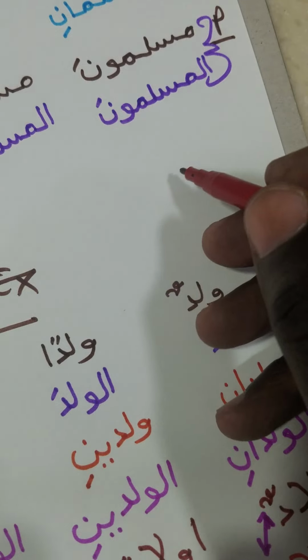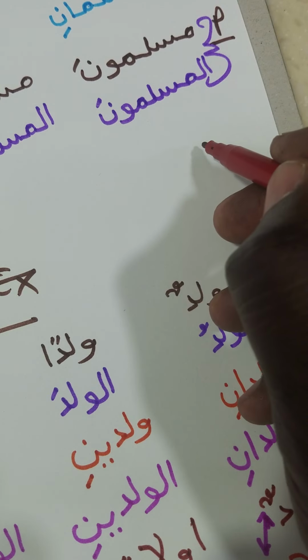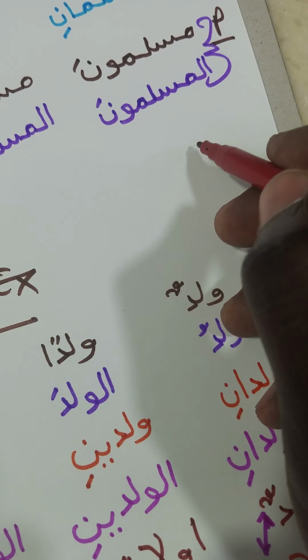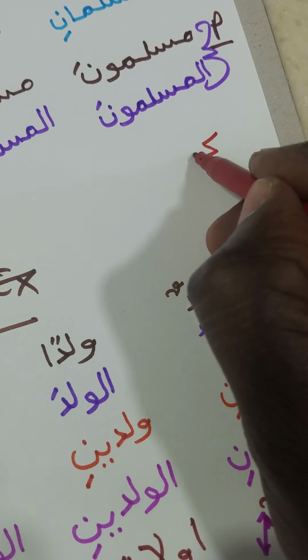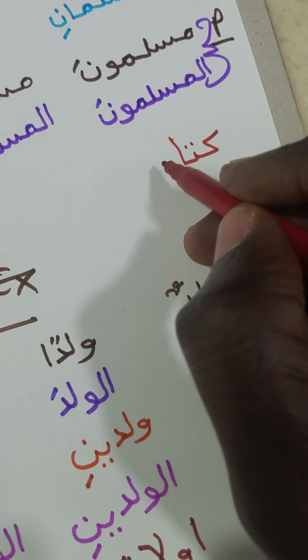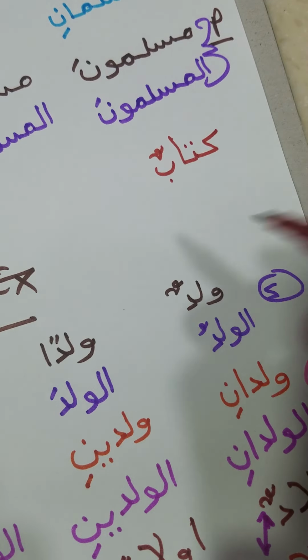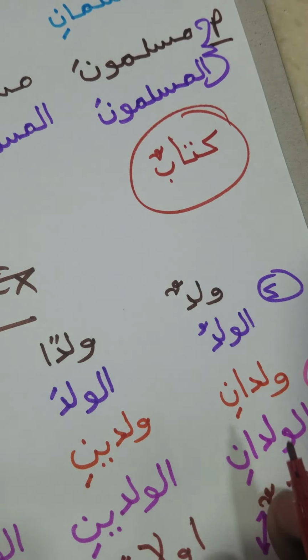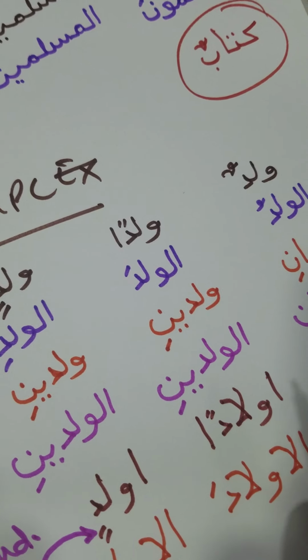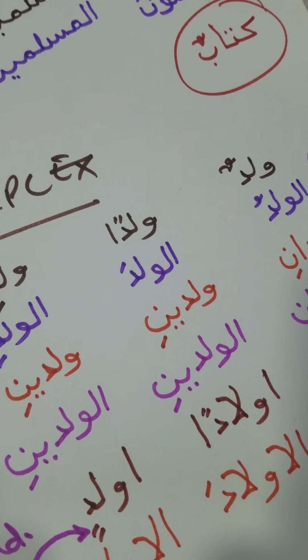Maybe you can also help us to do the one for kitabun. Show us how you'll make it definite, and all the other nouns and all the other isms that we have so far looked at. So that's going to be for today.